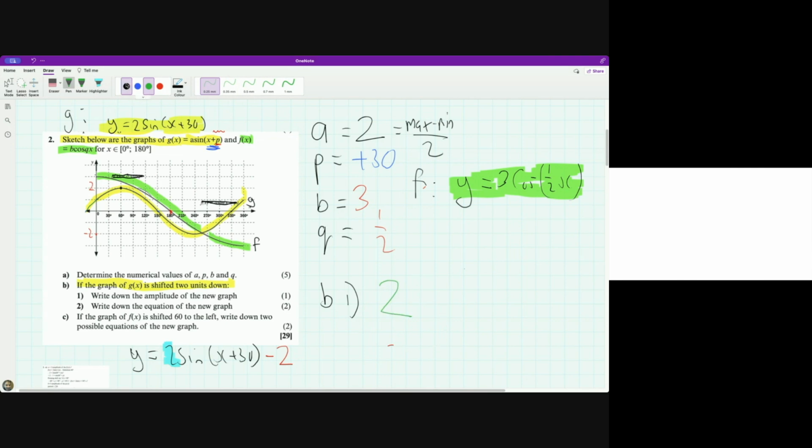Perfect. And I kind of stole the thunder of the question in the next one because it said write down the equation of the new graph. Well, it's just the old equation and then take away 2 because you've shifted it down by 2 units. Give me a thumbs up if you followed that bit. Okay, so it's just if it's a vertical shift, we'll do that.